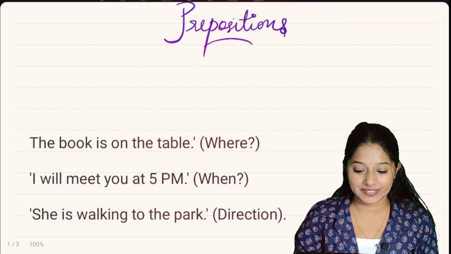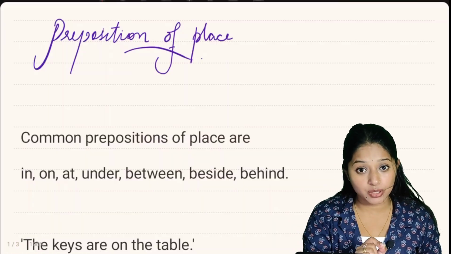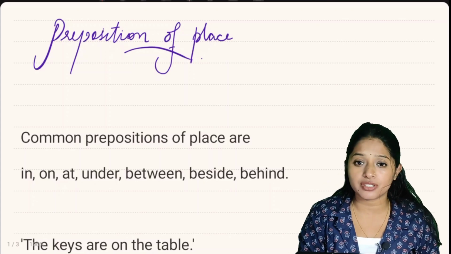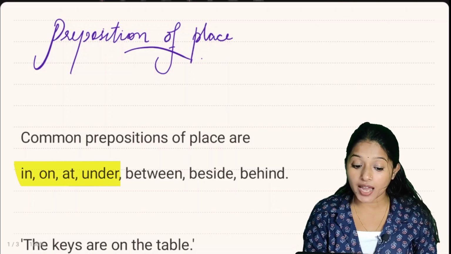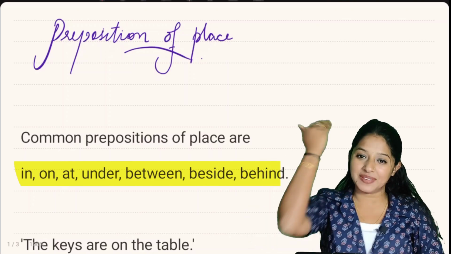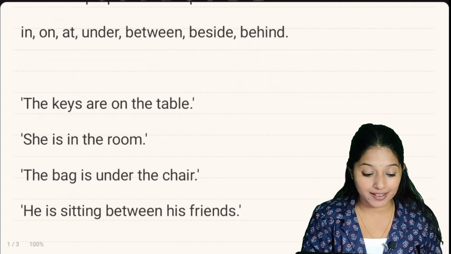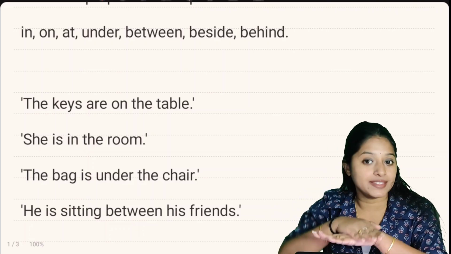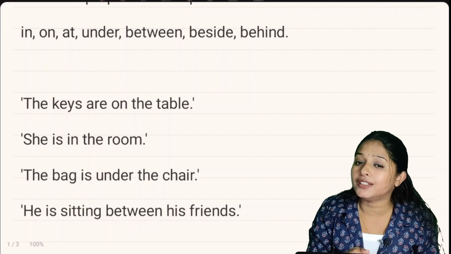Let's get started. Preposition of place. Preposition of place answers the question where. Some common prepositions of place are in, on, at, under, between, beside, and behind. Examples: the keys are on the table. Where? On the table. She is in the room. Where is she? In the room.